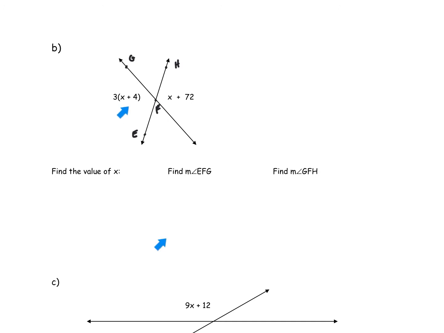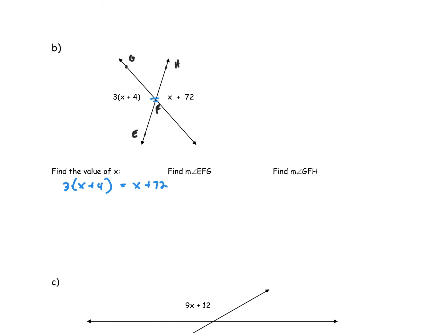We're given an expression on both sides. This is a vertical relationship. They're across the vertex from each other. So that tells us that these two are equal. So we're going to write 3 parentheses x plus 4 equals x plus 72.